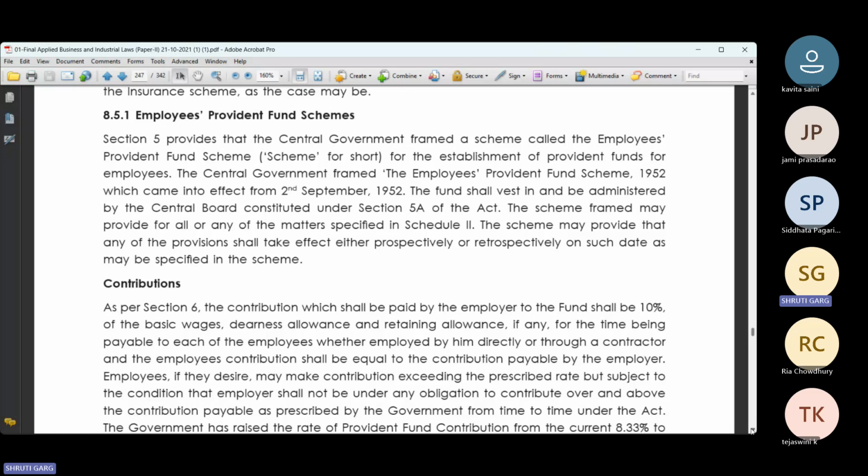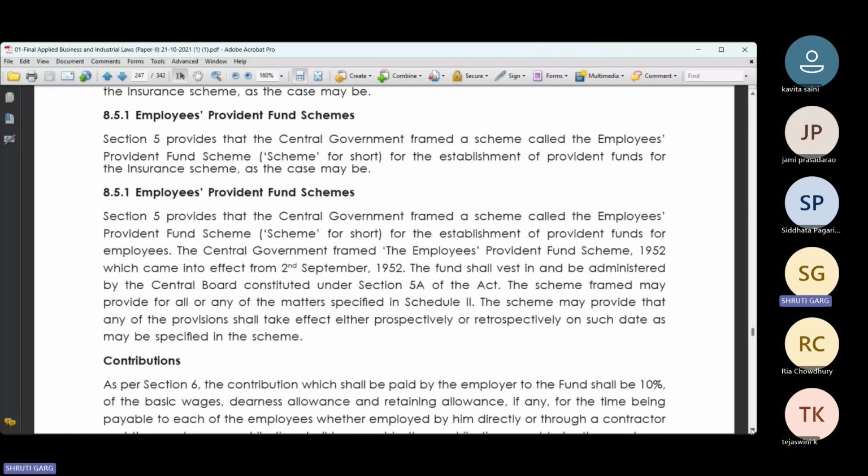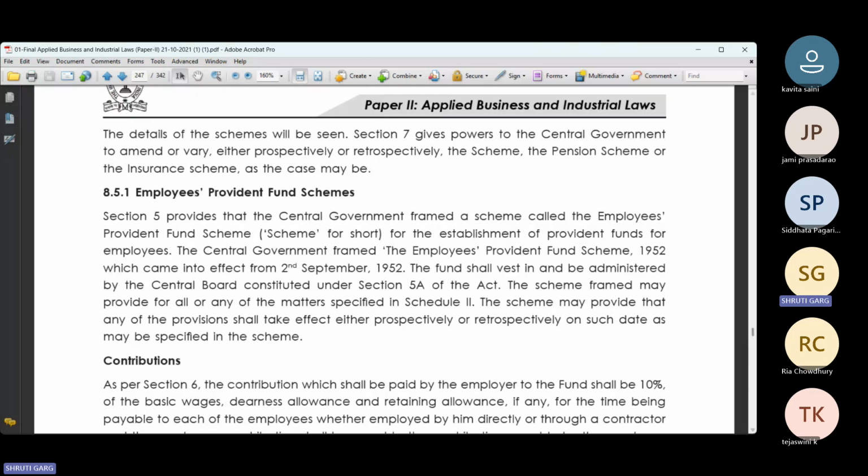and this scheme, as framed, may provide for all or any other matter specified in schedule 2, and this scheme may provide that any of the provisions shall take effect either prospectively or retrospectively on such date as may be specified in this scheme. Now, how will it work? It will work by the contribution.